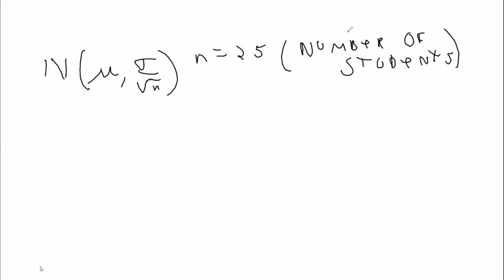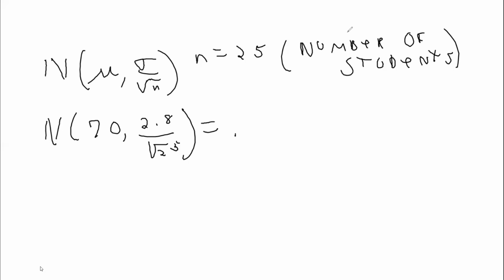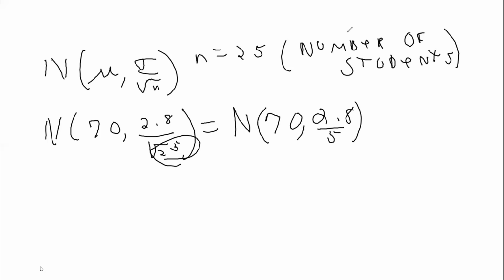Okay, so now let's put in the numbers from this problem. 70 is our average, it's our mu. 2.8 is our standard deviation, and we have 25 students. So when you do it out, this N stands for the central limit, the normalization. You get 2.8 over the square root of 25, which is 5. So that looks like this. 70, 0.56.